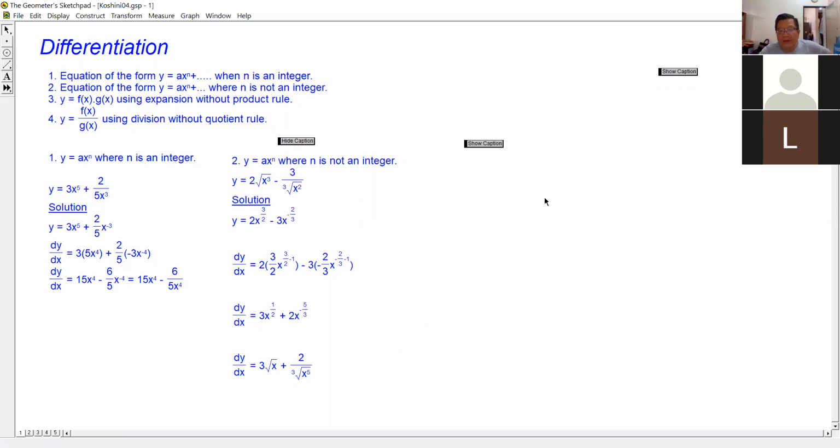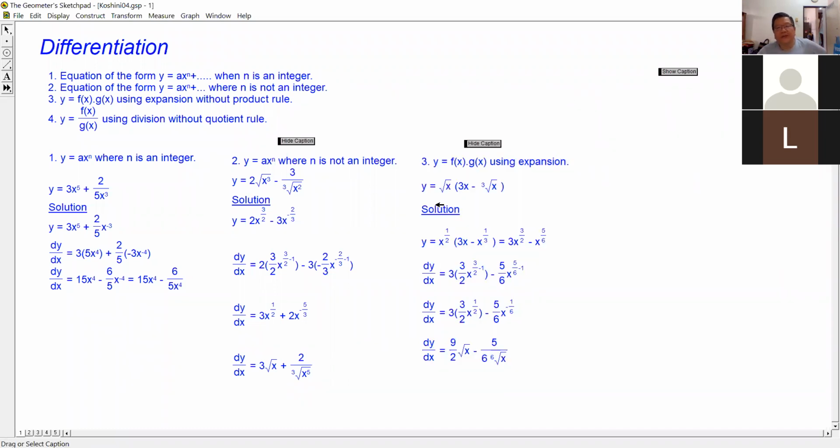Now, the thing Koshini wants me to show is not only the square root, cube root, or the root. She also wants me to show you the product of two functions. So let us look at one example where we have a product of two functions, and we are not going to use the product rule. Right. So you see that there are two functions here.